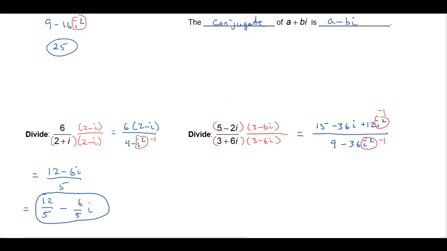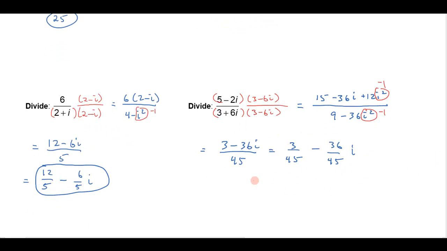And then I can simplify. So this is going to equal, I'm going to get 15 minus 12 here, so that's 3 minus 36i. And the bottom, I'm going to get 9 plus 36, that's 45. So notice I could write that as 3 45ths minus 36 45ths i. And I can simplify that, of course. That's 1 15th minus, let's see, 9 goes into each one of those, 4/5 i.